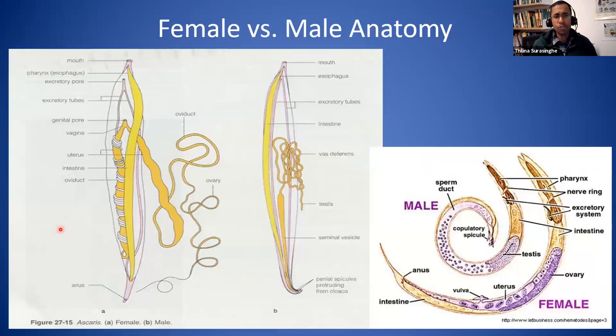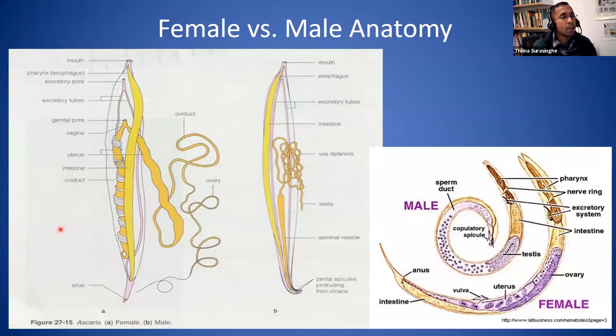So on your own, do go over and try to understand the different reproductive systems they have. Another well-developed system these worms have, other than the digestive system, is the reproductive system. And the reproductive system, by the way, is extremely elaborate in these guys.